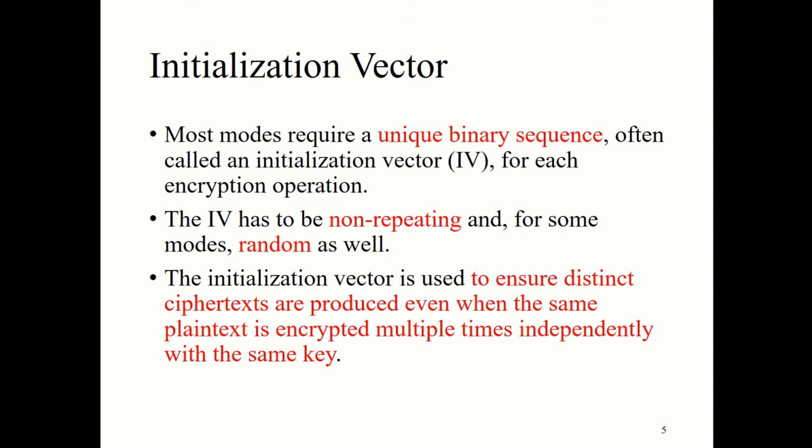So it has to be unique. It will not be repeated. Now, the initialization vector is used to ensure what? To ensure distinct ciphertext is produced.